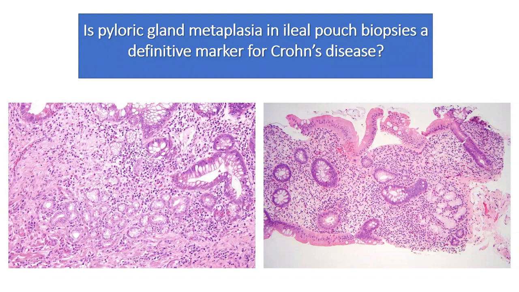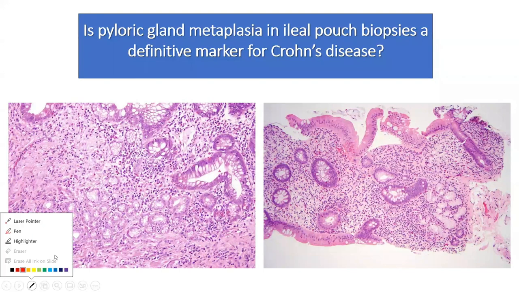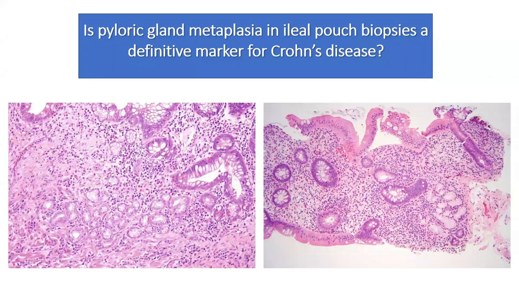Of course, for those who are not used to seeing it, my advice to you for the pyloric metaplasia: if you do not look for it, you will almost always miss it. Okay, because it's not usually diffuse like this, but it can be. By the way, this patient here on the left-hand side was an ulcerative colitis patient, and you can see there is a pyloric metaplasia present.